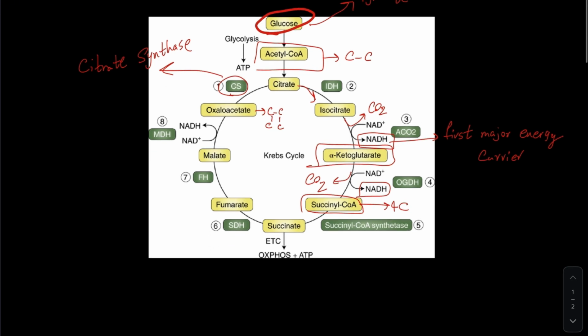Step 5. Now comes one of the few moments where the Krebs cycle directly produces usable cellular energy. Succinyl-CoA is converted into succinate. The energy stored in its high energy bond is used to produce one molecule of GTP or ATP. In some organisms, this process is called substrate level phosphorylation.